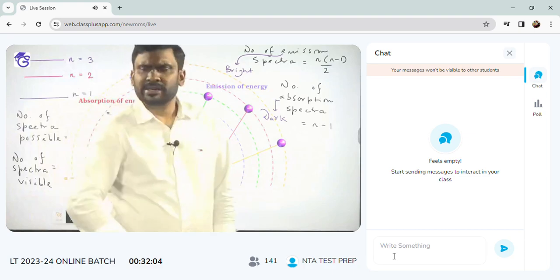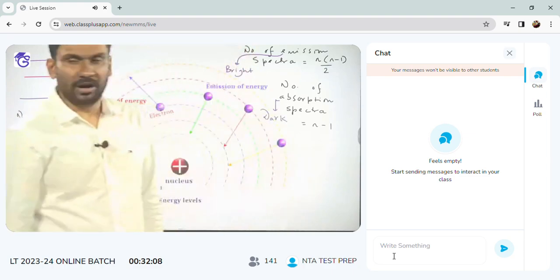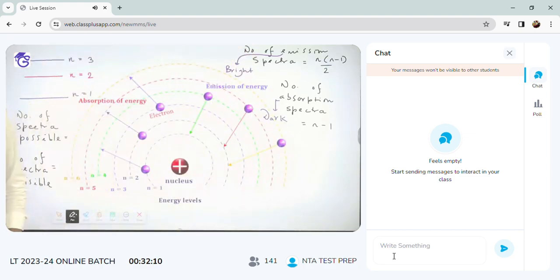We have to think. Initial thinking will be, sir, this is a useless question, both should be the same. Number of spectra possible, number of spectra visible, both should be the same. But no, it's not.